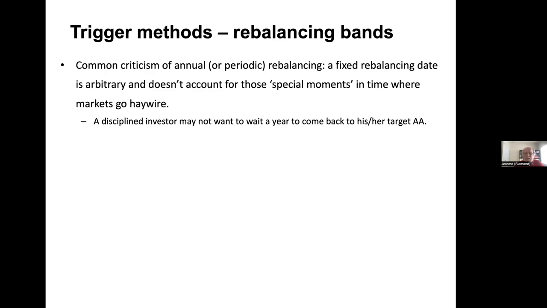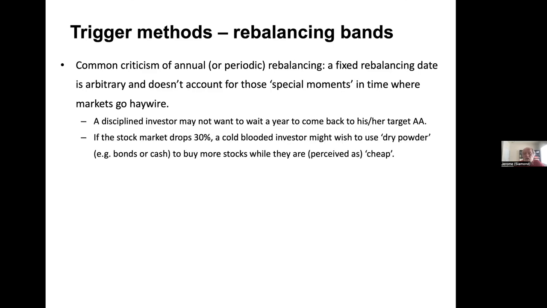And you don't want to wait month on month or maybe almost a year to come back to your target. Maybe that's what is bugging you. Or maybe you are a cold-blooded investor. You believe in using some form of dry powder to buy stocks when they are perceived as cheap, and you really want to rebalance. It's a perception, but again, perceptions drive a lot of decision making, unfortunately. So triggers are a way to implement something like that while being very disciplined about it.